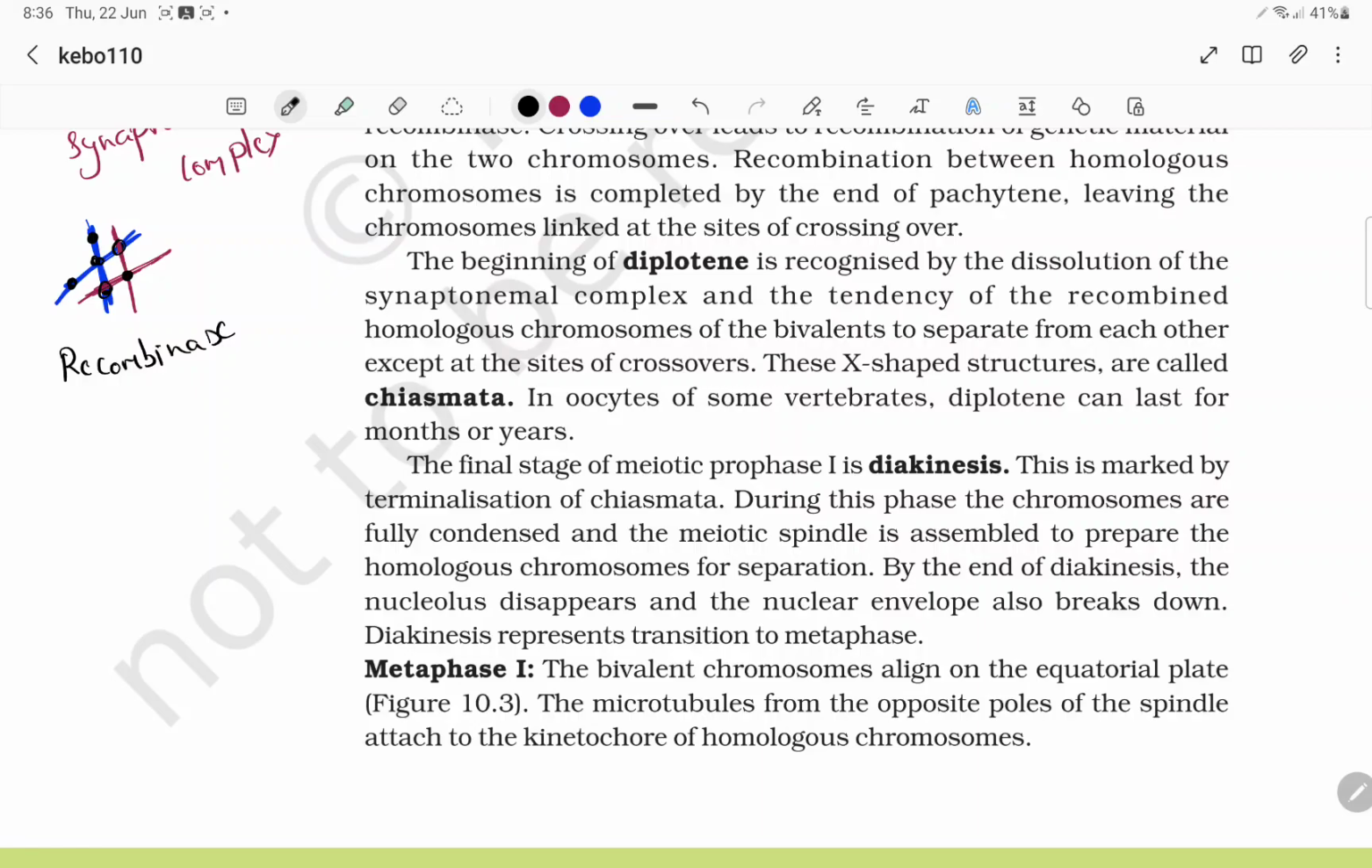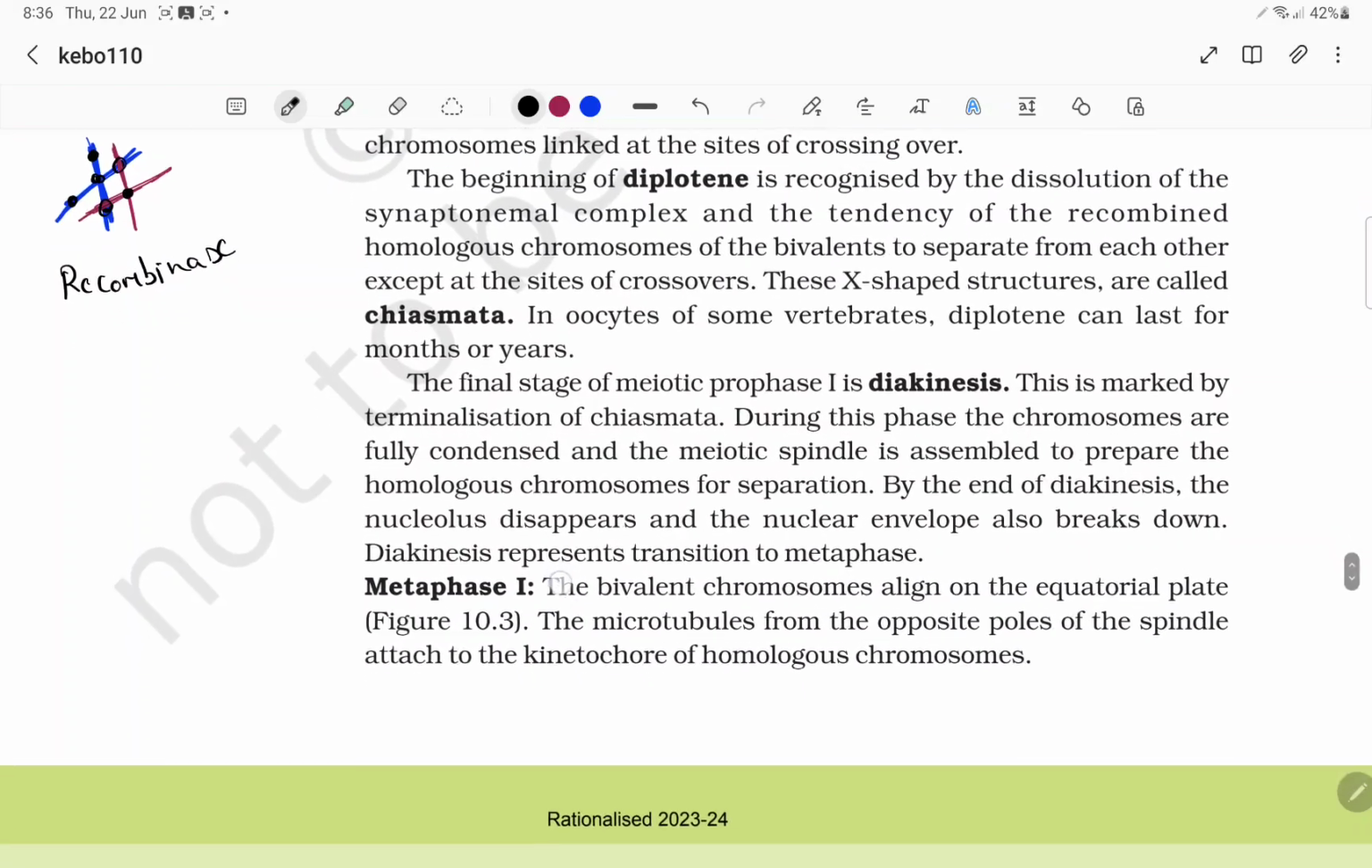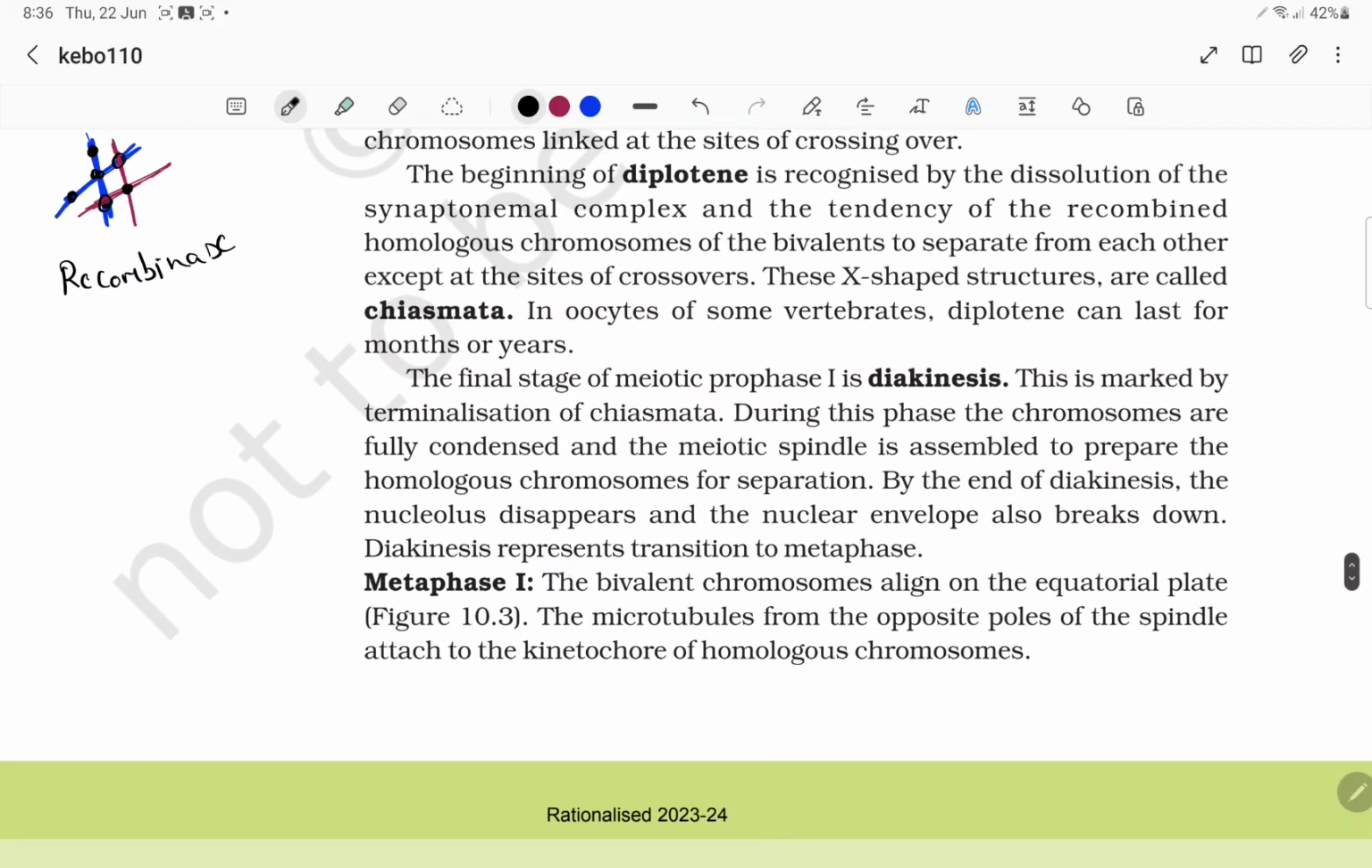So the beginning of diplotene is next. Here what is going to take place is the synaptonemal complex is getting dissolved. The recombined homologous chromosomes will separate, the bivalents separate from each other except at the sites of crossing over.